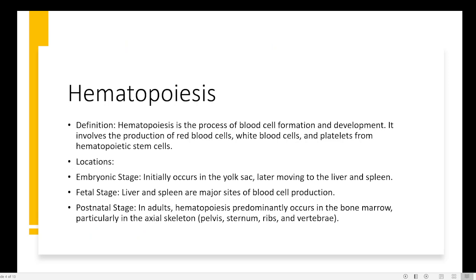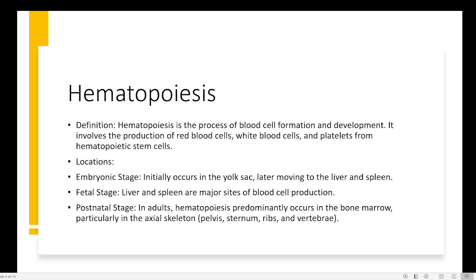So going to hematopoiesis, hemato means blood and poiesis means formation. So hematopoiesis is the process of blood cell formation and development. That is known by the name hematopoiesis, and it involves production of RBC, or red blood cells, white blood cells and platelets. So hemato means blood, and it is the formation of any kind of cell, whether it is RBC, WBC or platelet. So the formation of blood cells, whether RBC, WBC or platelets, can be considered as hematopoiesis.